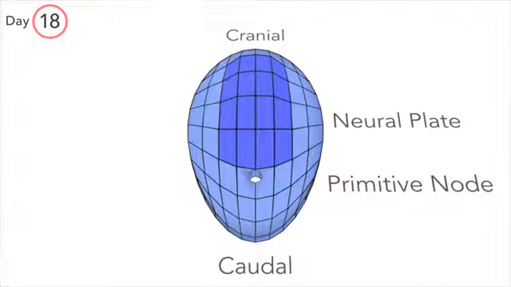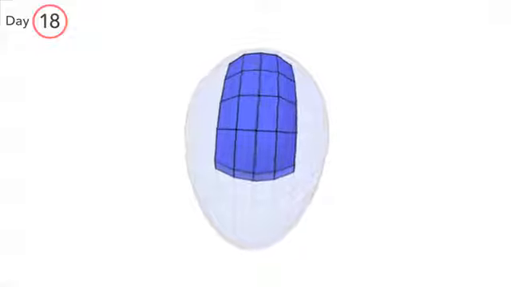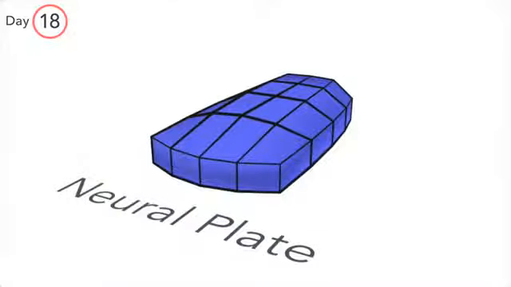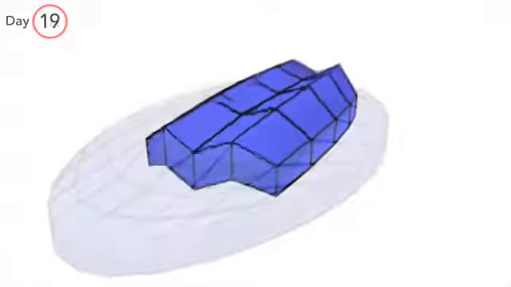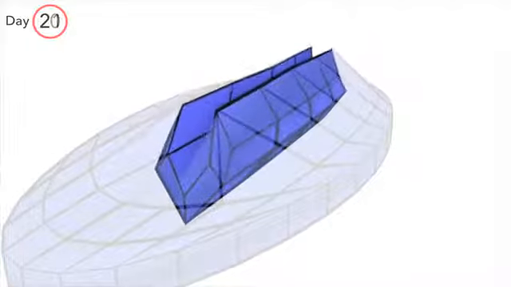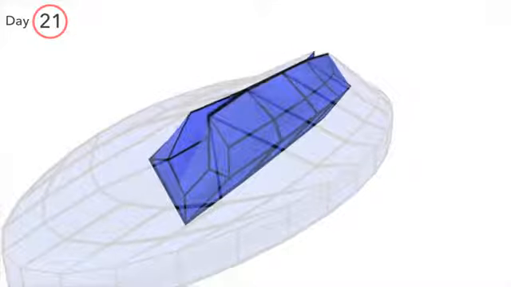Neuralation is the process of neural plate becoming neural tube. Got a schematic animation here to try and illustrate that process. We'll break this down day by day throughout the rest of the video.